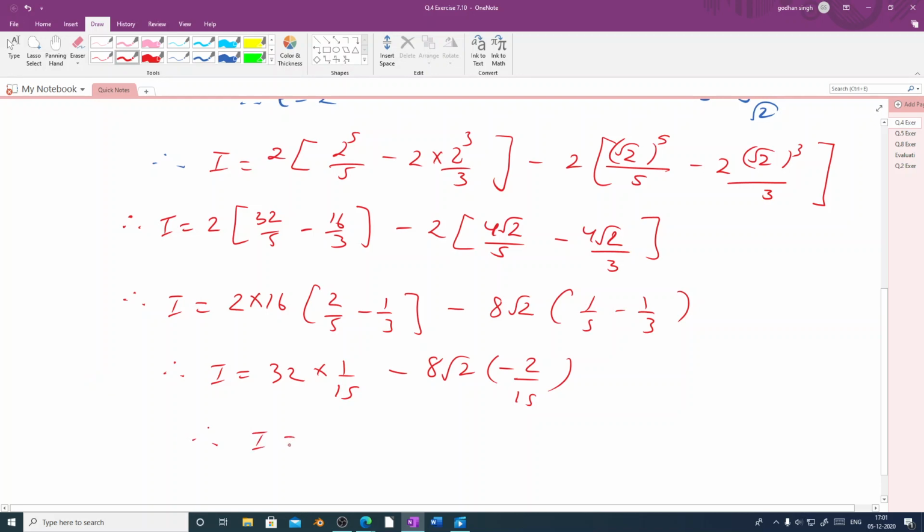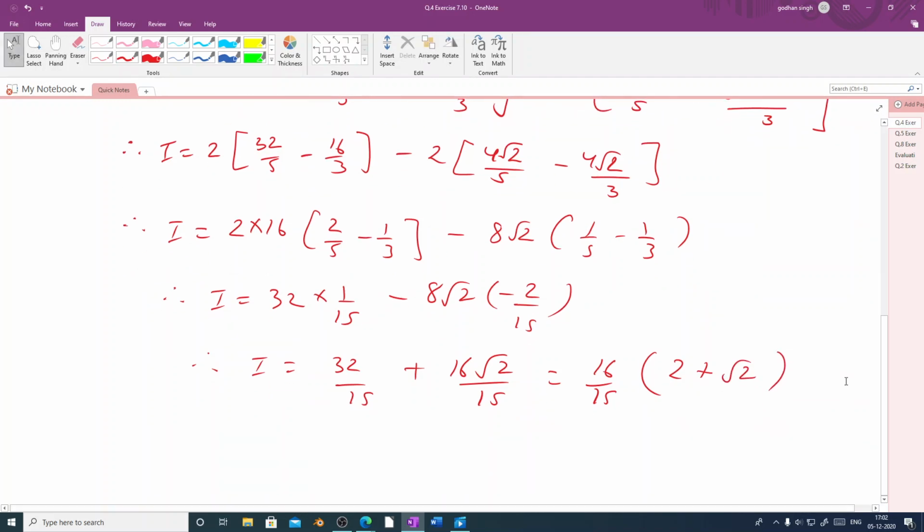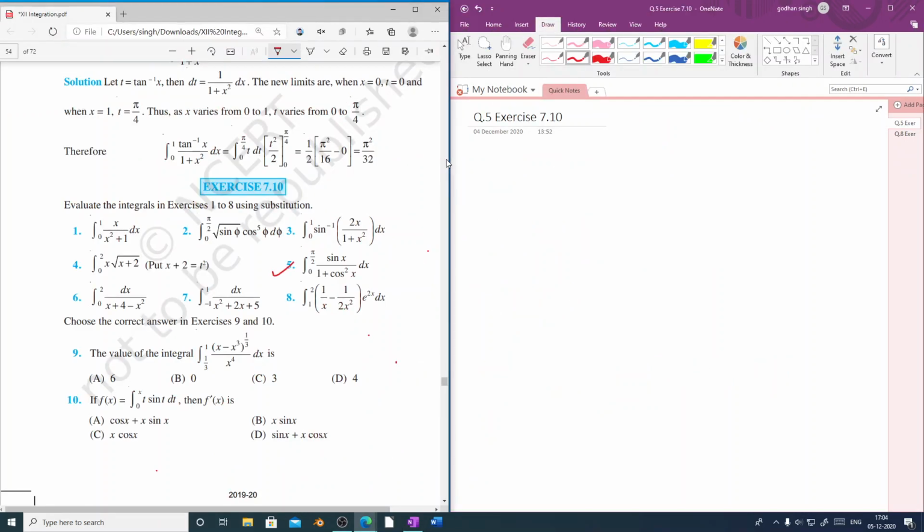So therefore I equals 32 by 15, and this will become plus 16 root 2 over 15, and from both we can take out 16 by 15 common. So remaining will be from here 2 plus, and from here what will remain is root 2. So therefore, I equals 16 by 15, 2 plus root 2 is the final answer of question number 4. Question 5, exercise 7.10.